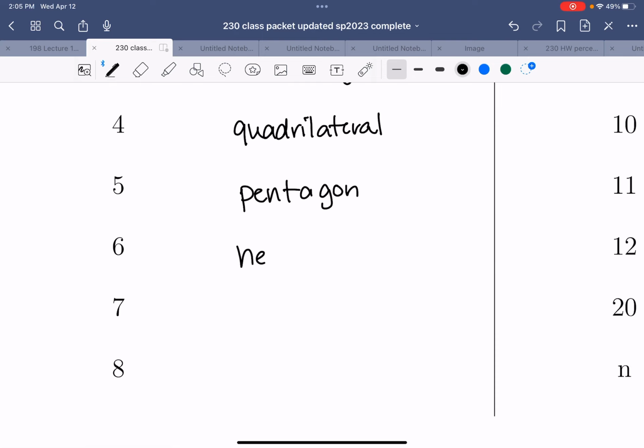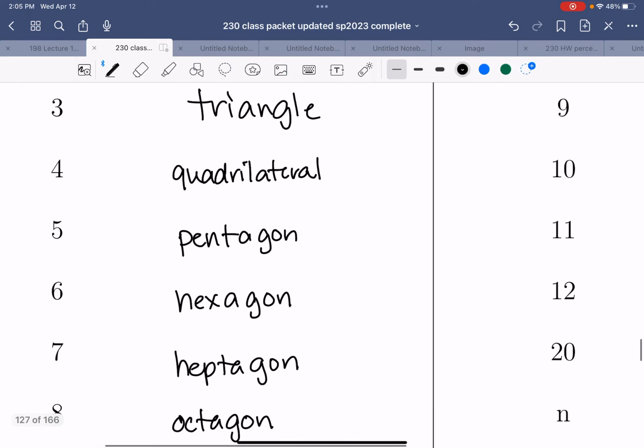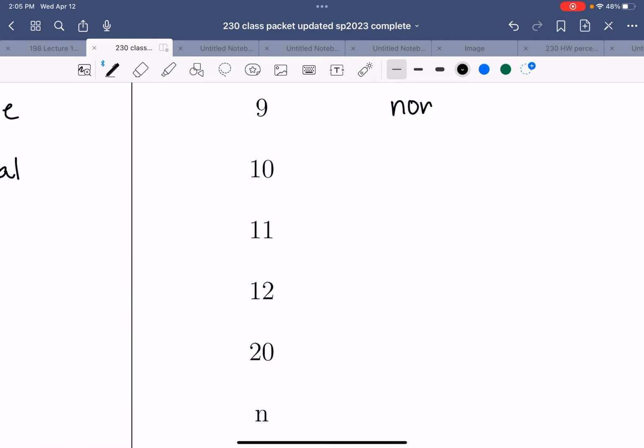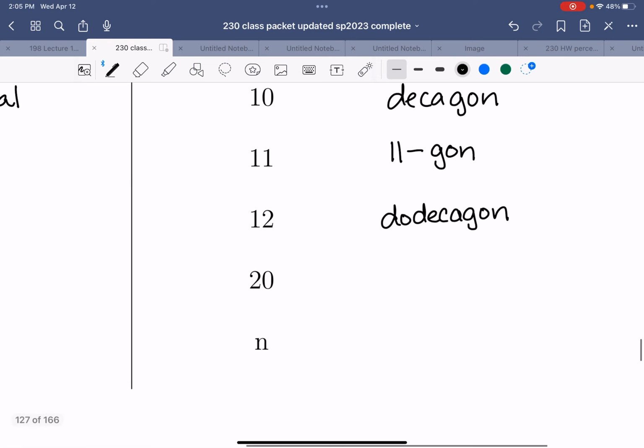6 would be a hexagon. 7 is a heptagon. 8 is your standard octagon. 9 is a nonagon. 10 is a decagon. 11 we don't have a special word for, so that's just an 11-gon, right? And 12 is a dodecagon. Do meaning 2, dec meaning 10. 20 is just going to be a 20-gon, as is any other number that's not special. So that's just an n-gon.